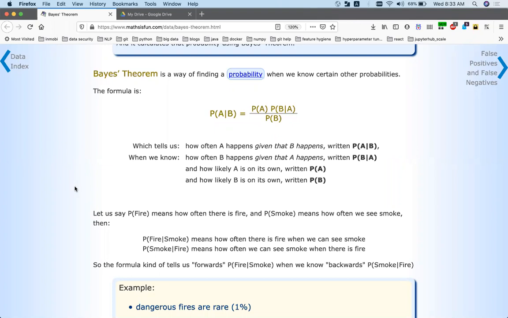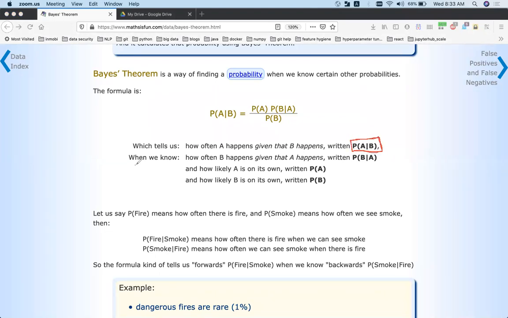Now let's say this is the formula. This can be rewritten as whatever I've explained. What are the things that we already know, which tells us how often A happens given that B happens, which is given by P of A given B? The question is, we are trying to figure out what is P of A given B.